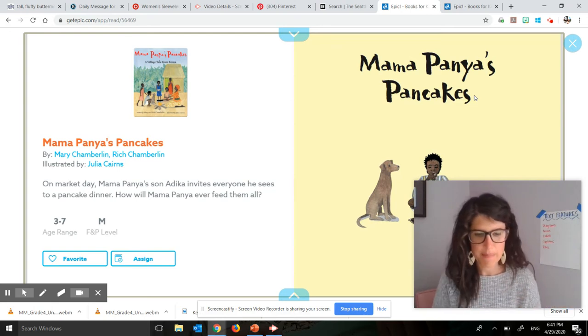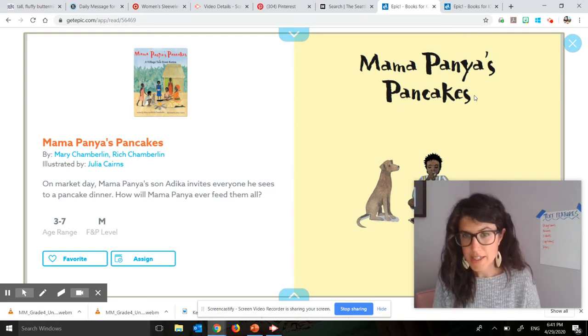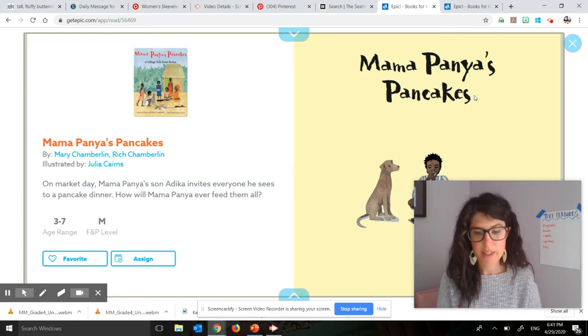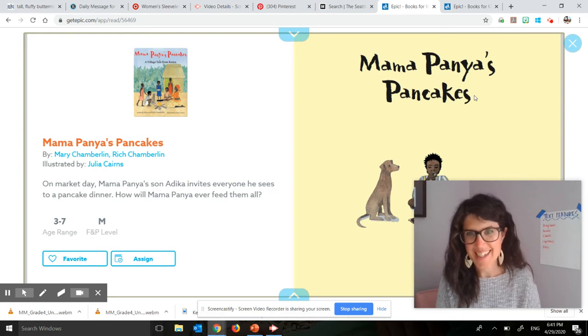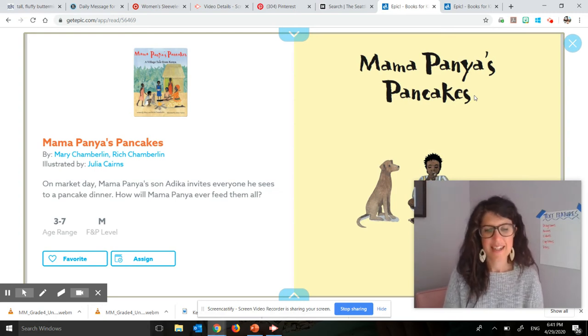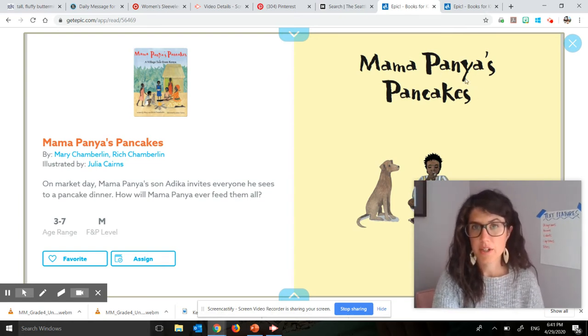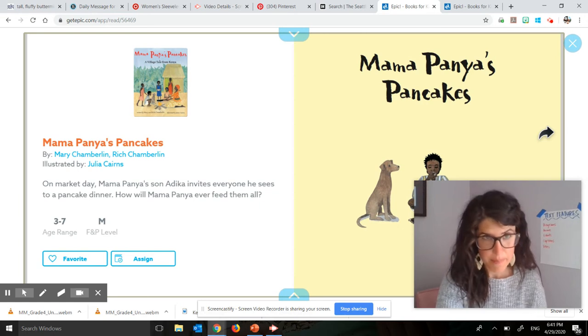Okay, let's get to it. So today we're going to look at two different recipes. Recipes are sets of directions for making food. They're kind of my favorite type of functional text because I love following recipes. So I'm going to show you one recipe, and it's from a book called Mama Panya's Pancakes.